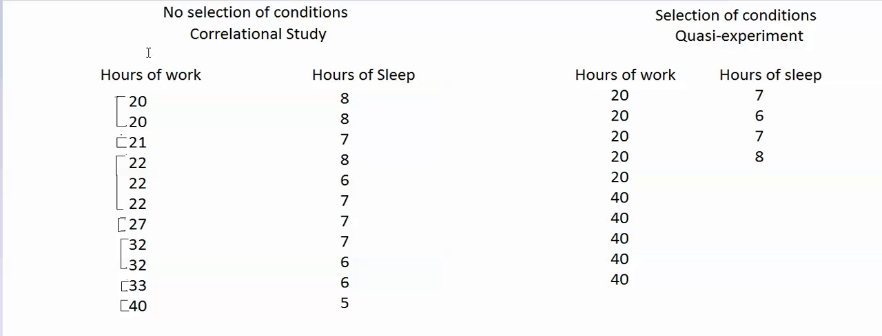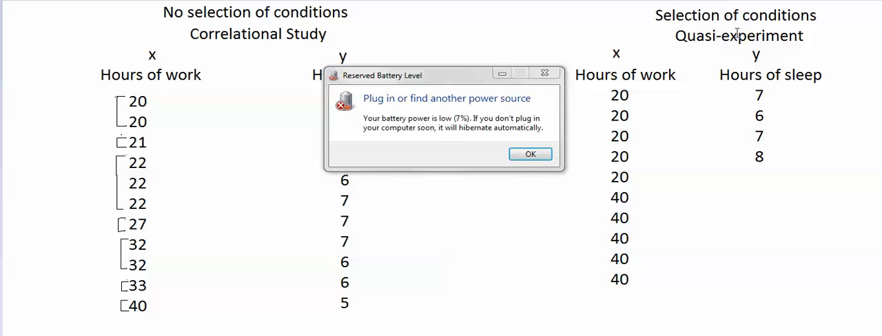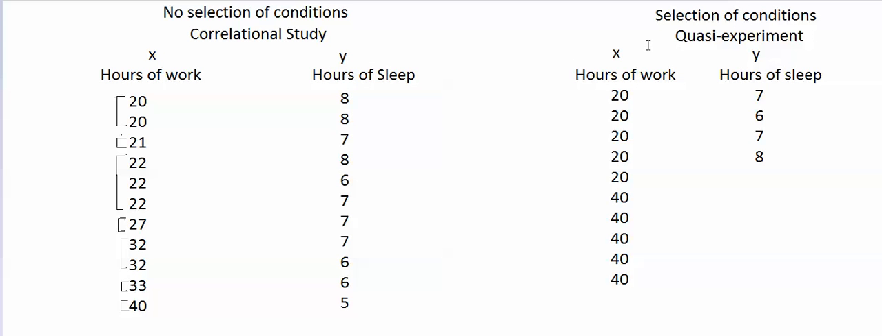So if this is X and this is Y, then in a quasi-experiment, the researcher selects specific levels of X to include in the study. And for example, in this case, I selected 20 and 40 to be my 2 levels of X. That's why it's a quasi-experiment. So a quasi-experiment still isn't a real experiment because there's no random assignment, but it's more like an experiment than a correlational study is, because I am selecting the conditions that I want to compare.